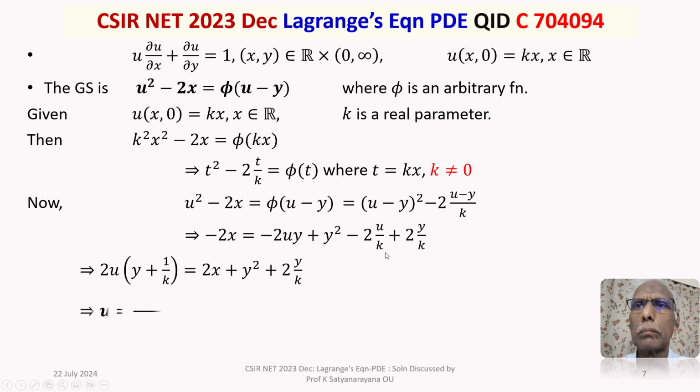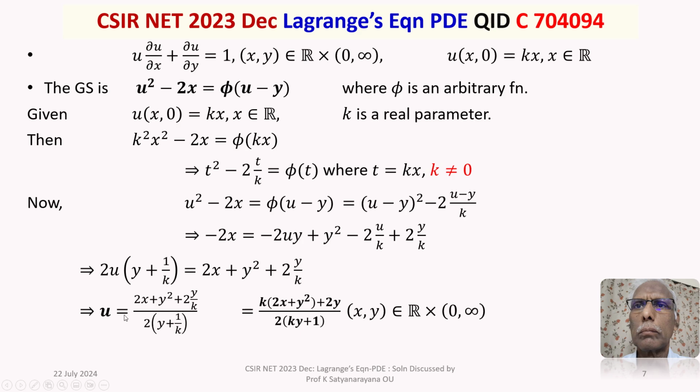So now we get u as 2x plus y square plus 2 into y by k by 2 times y plus 1 by k. Take the LCM. Then you will get k times 2x plus y square plus 2y by 2 times ky plus 1. And this is where x, y belongs to R cross 0 to infinity. There should be a comma here.